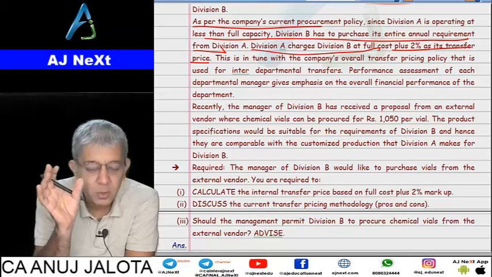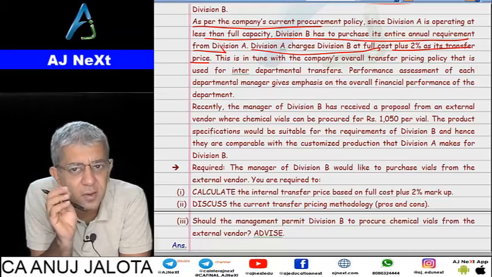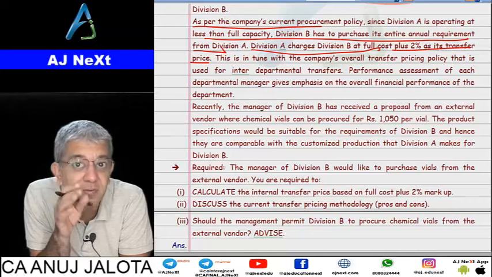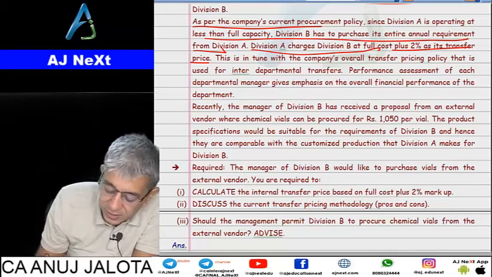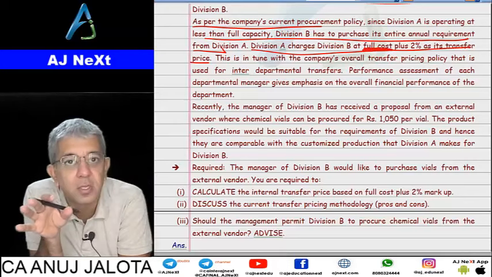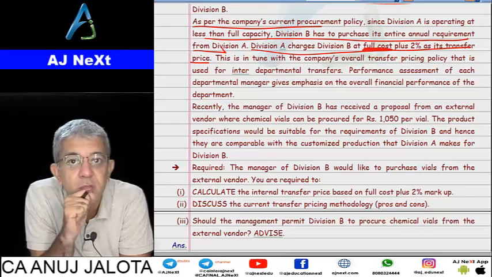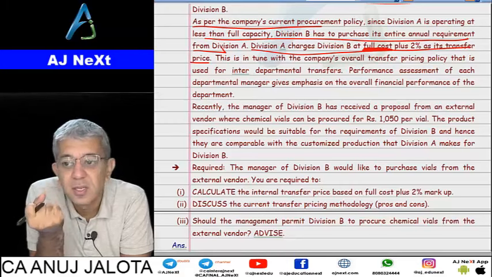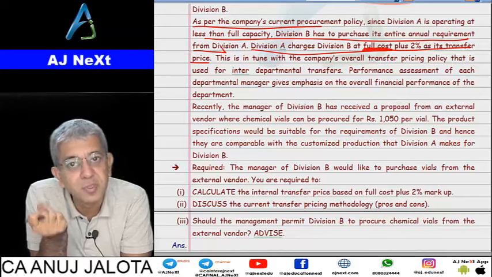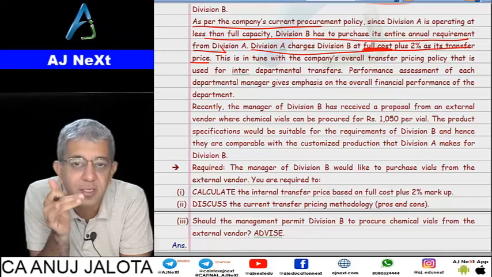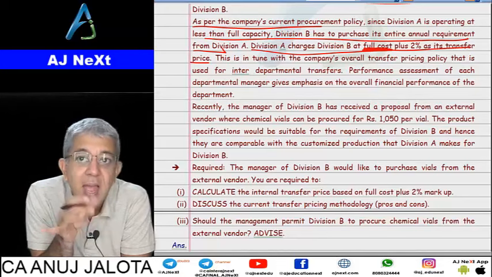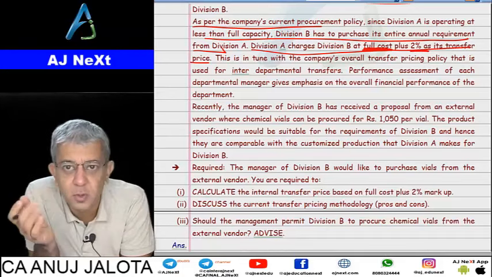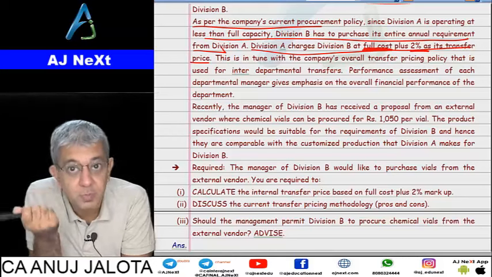You can start getting vibes from here of what must be happening. See, Division A is operating at less than full capacity, and we are transferring at full cost. Full cost will mean all the costs, including fixed cost also. So if Division A is producing fewer units, your absorption rates will start rising. If absorption rates rise, total cost will rise. Add a markup of 2% on that. Therefore, transfer price will also be higher, so cost for Division B will also be higher.